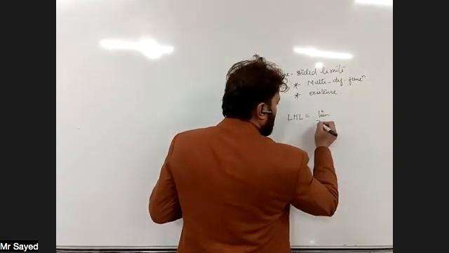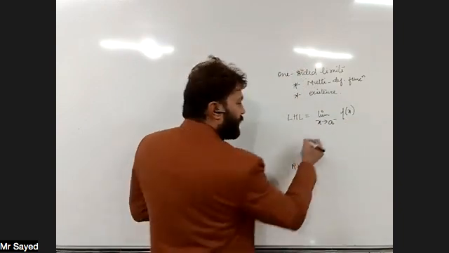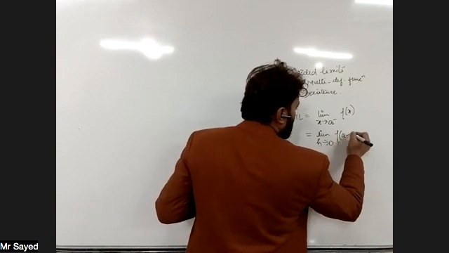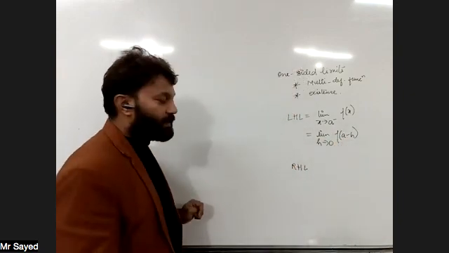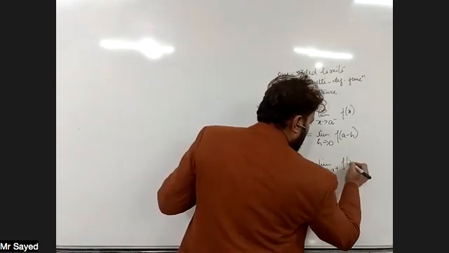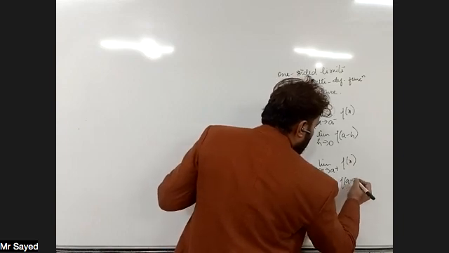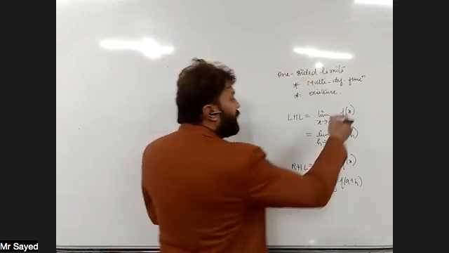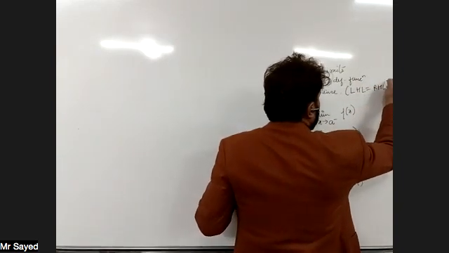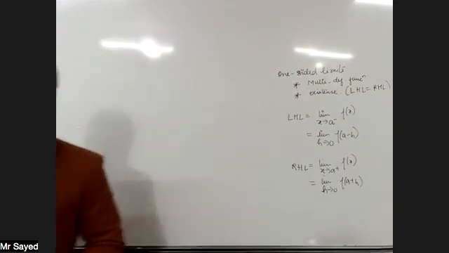The representation of left-hand limit is limit x tending to a negative, f(x). And to evaluate it, we write it in terms of h as limit h tending to 0, f(a minus h). Similarly, right-hand limit is limit x tending to a positive, f(x), and to evaluate it, we write it as limit h tending to 0, f(a plus h). For existence, the condition is that left-hand limit should be equal to the right-hand limit. If they are not equal, the limit will not exist. That's the concept that we have done yesterday.